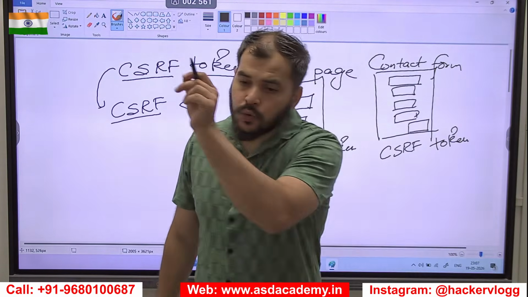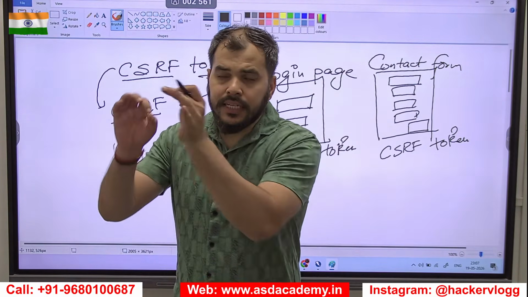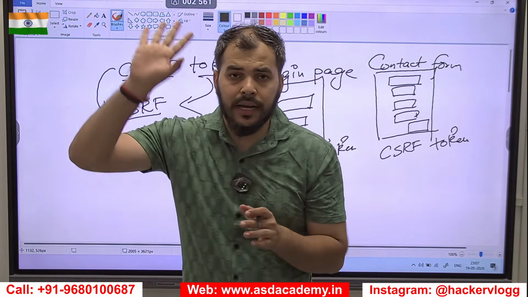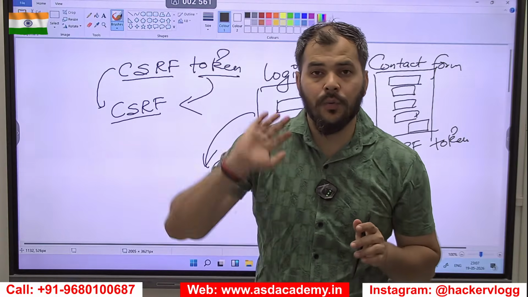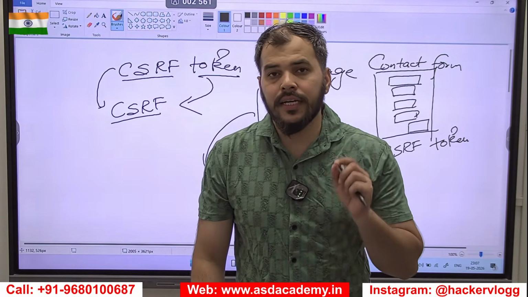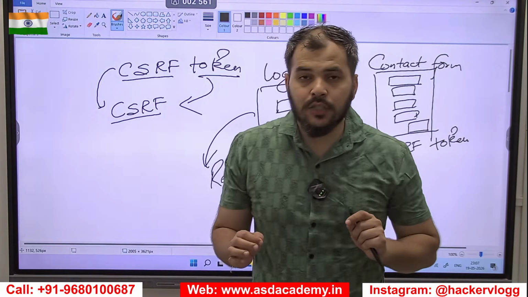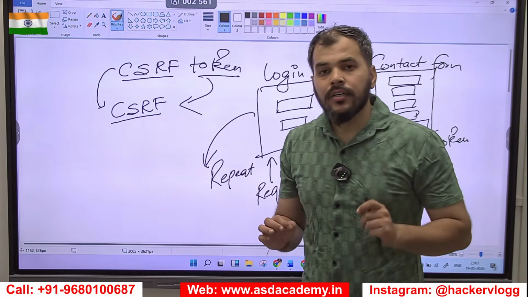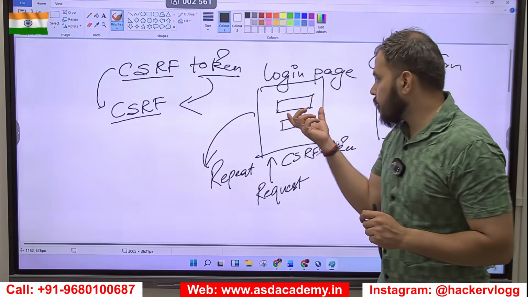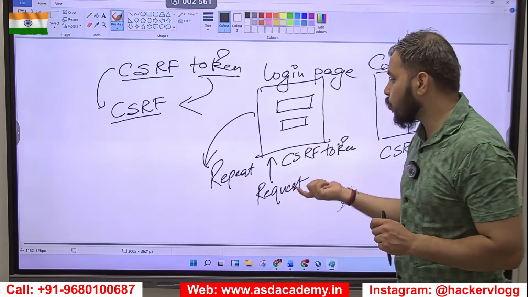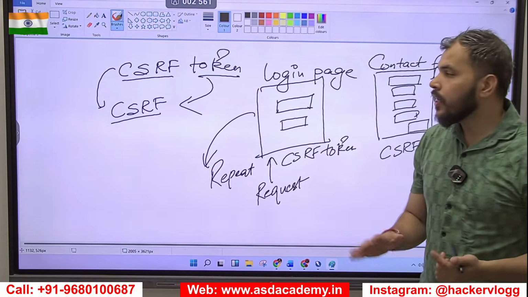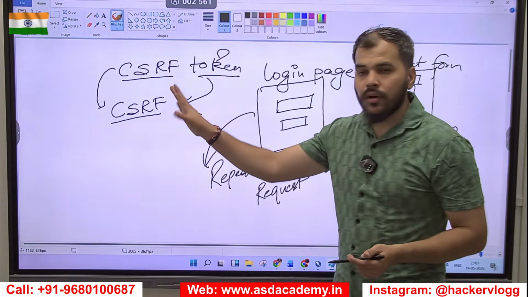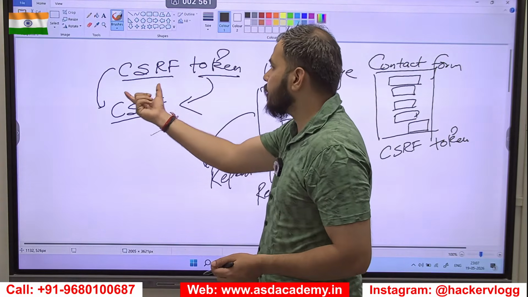I will submit this to the server. Once it reaches the server, this token is expired. Now if I use the same request again, the server denies it, saying your token is invalid. That's why we always recommend using CSRF tokens in forms, so an attacker cannot repeat the request and do any brute force task. Understood? So this is what this particular vulnerability, CSRF token, says.